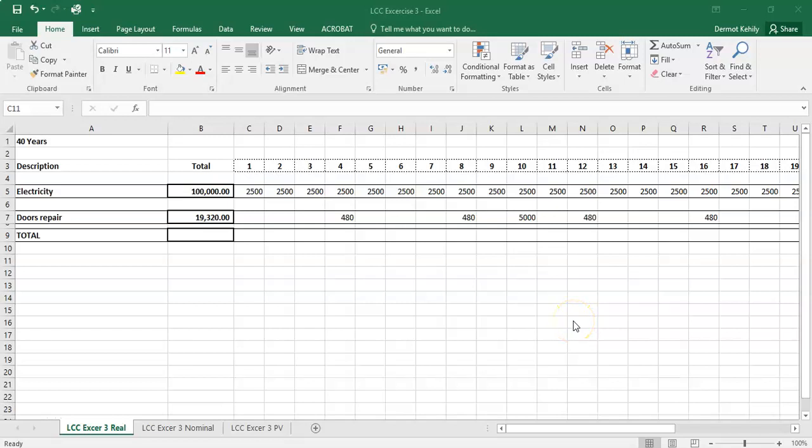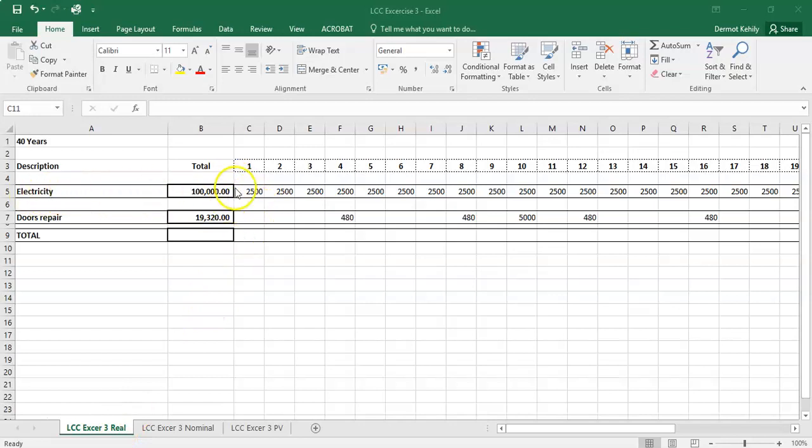Okay, so this is life cycle costing exercise 3, a continuation of exercise 1 and exercise 2. In fact, very similar to both those exercises. A little bit different than exercise 2 because we're back to calculating the life cycle costs kind of horizontally here rather than exercise 2, which was vertically. Another difference is that we've got 3 separate sheets for our real costs, our nominal costs, and our present value costs. Real being in today's money.